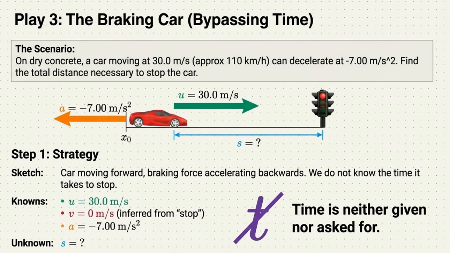Let's continue by looking at the next part of the problem. The key here is to focus on the distance the car travels as it stops, using the information we have about the initial speed and the deceleration. Since the time to stop is not given and not needed, we'll apply the relevant equations that bypass time. This approach will allow us to find the stopping distance directly, making the solution straightforward and efficient.